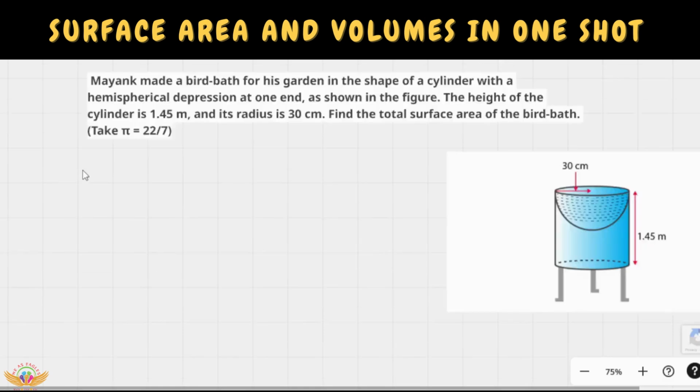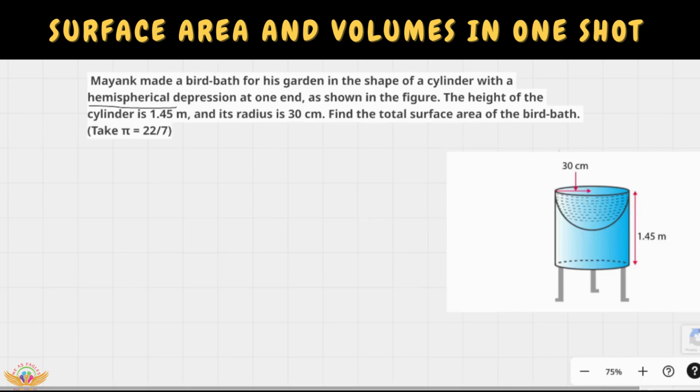Okay, so Mayank made a bird bath for his garden in the shape of a cylinder with a hemispherical depression. If you see here, we have a cylinder and also a hemisphere at one end. The height of the cylinder they have given is 1.45, and the radius also they have given, 30. Find the total surface area of the bird bath.